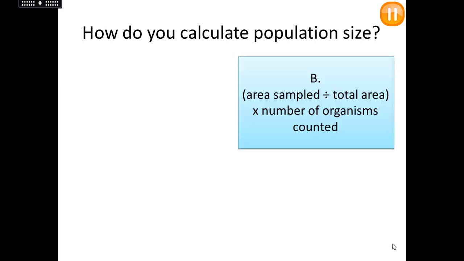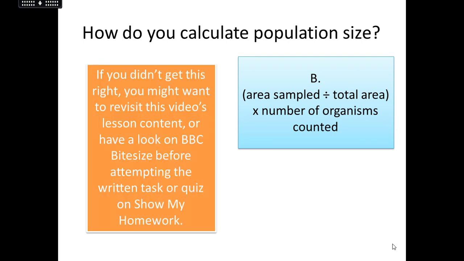So the answer is B. You find the area that you're going to sample, divided by the total area. So basically that's the area sampled, how many quadrats you've actually done, divided by the total area. That's working out how many quadrats fit into the total area. And then you multiply it by the number of organisms that you've counted, so your mean number of organisms per quadrat. And that was a particularly hard multiple choice one, but if you didn't get it right, feel free to go back through the video.